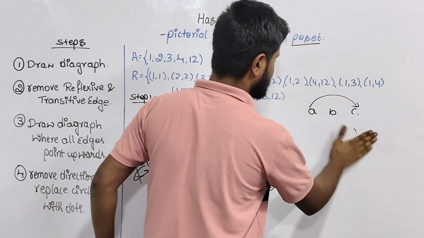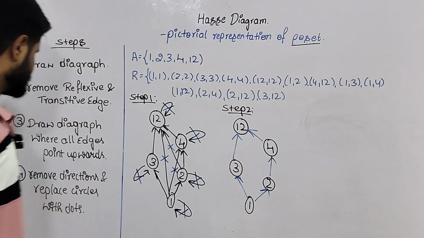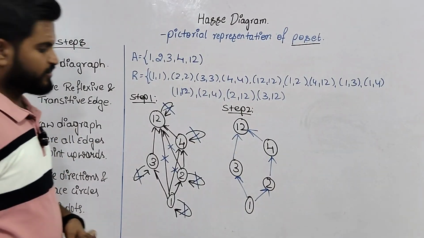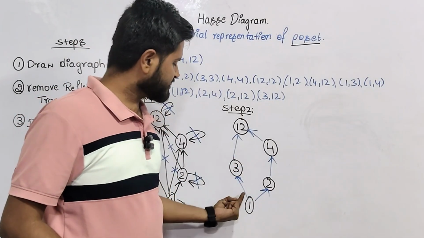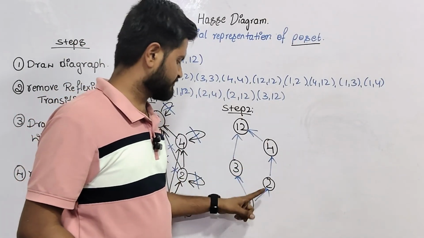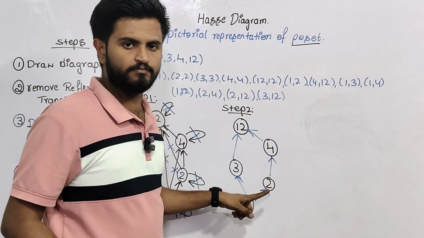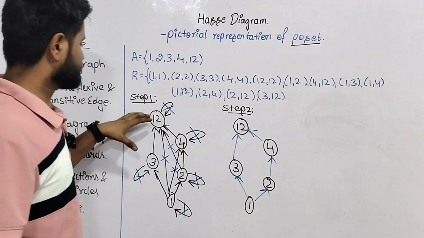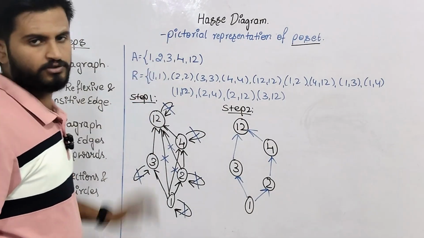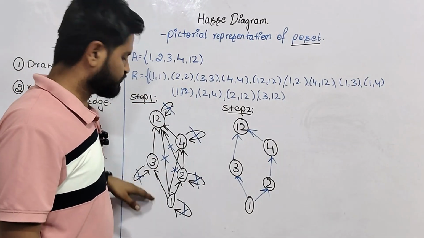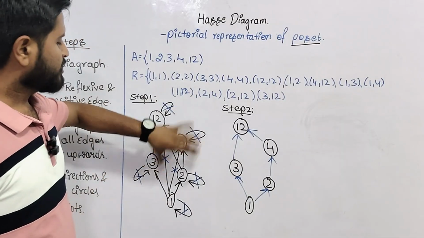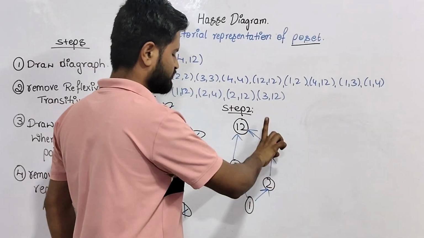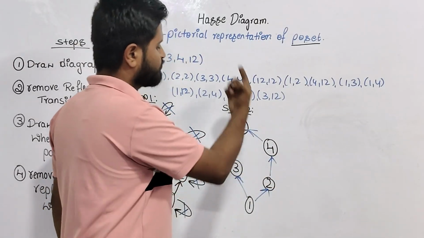So now let's move to the third step. So what does the third step tell? Draw the digraph where all the edges point upwards. If you see the updated digraph, all the edges are pointing upwards itself. Whether they may be tilted a little bit, but they are showing upwards. So that is the main thing. If you had written the digraph from upside to downside, that is 1, 2, 3, 4, 12 like that, you should have written upside down, because you must represent the arrows of the edges moving upwards.